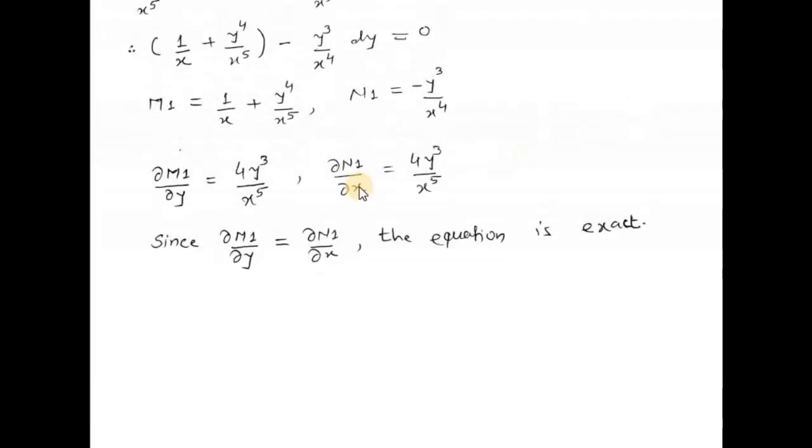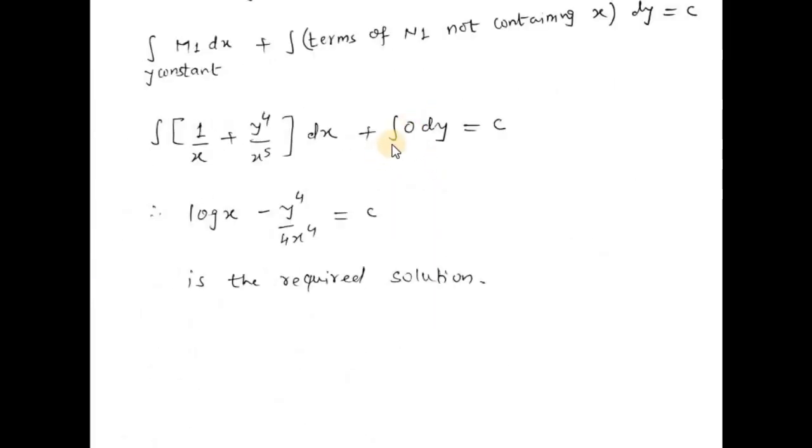So in n1 there is only one term which contains x. So we will write down 0 over here. Integration 0 dy is equal to c. So integration of 1 by x will be log x. Here y raised to 4 is a constant, and integration of x raised to minus 5 will be x raised to minus 4 divided by minus 4. So it will be minus y raised to 4 divided by 4 x raised to 4 is equal to c. So this is our required solution.